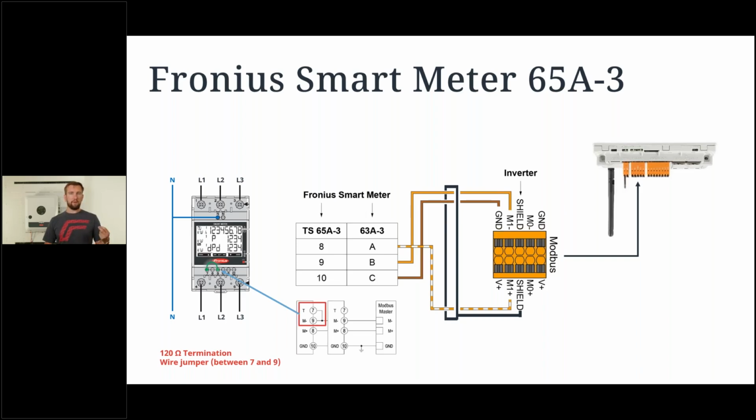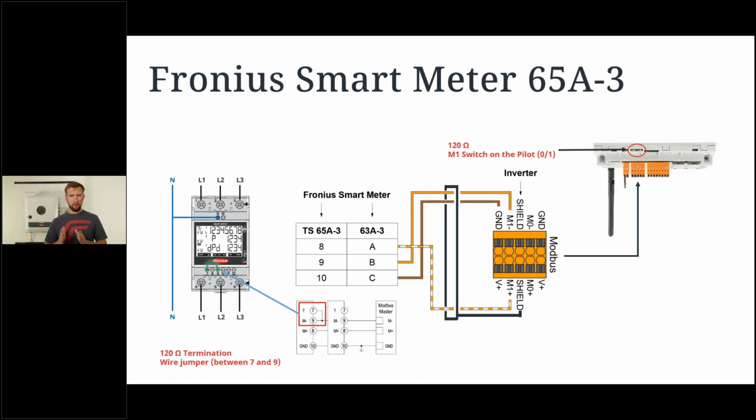Having completed it at the smart meter end, let's have a look at how we would do it at the inverter. Now, on the inverter, we have a sliding dip switch, which we can activate. It has a 0 and a 1. 0 means that the termination is deactivated. When the switch is on 1, it is activated.